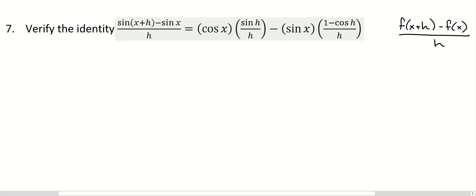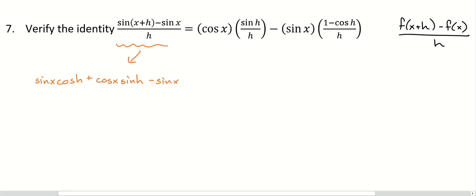So when I'm looking at this one, on the left is where I'm starting. I'm going to think, well, the sine of x plus h, that expands. And that's the sum rule. The sine of x, the cosine of h, plus the cosine of x and the sine of h. That's how that expands. But I still have a minus sine x.